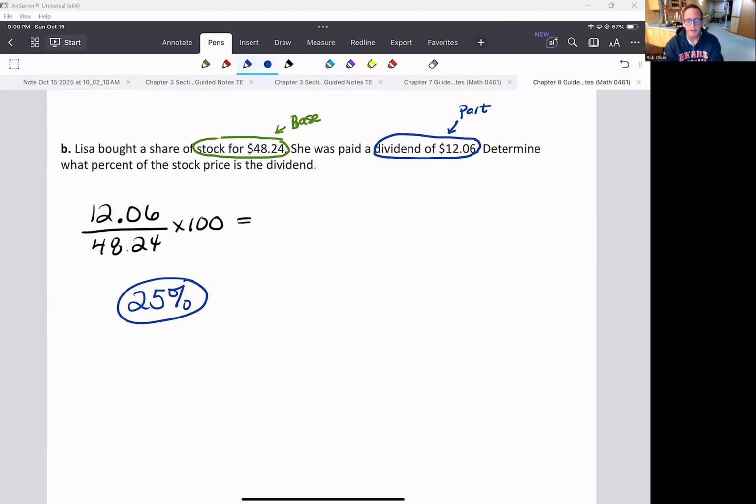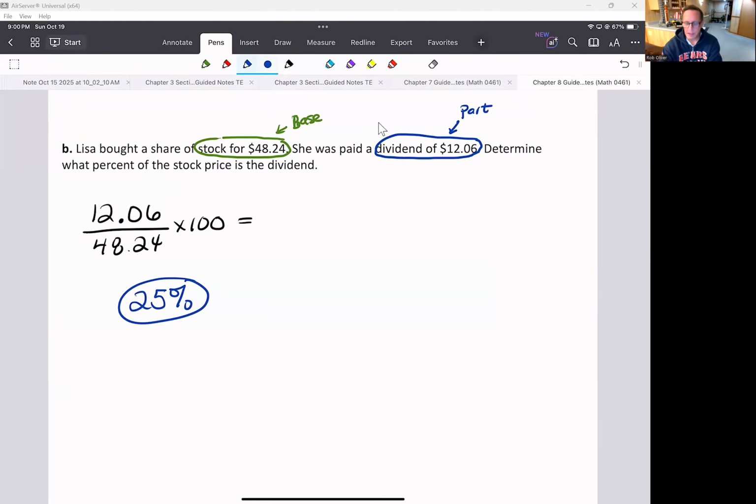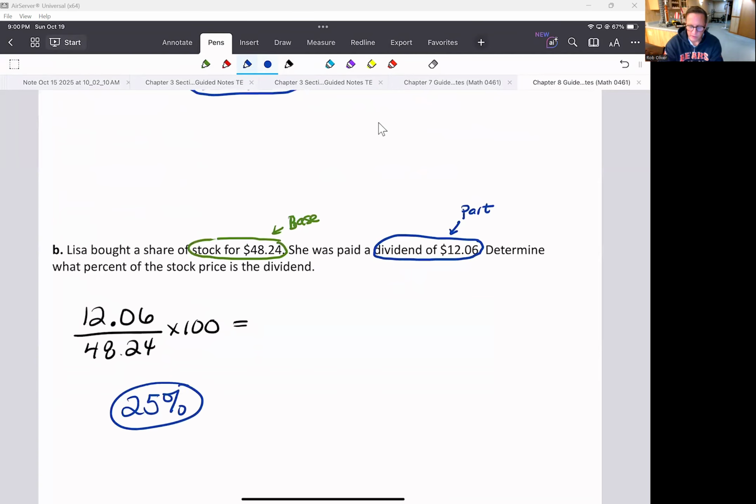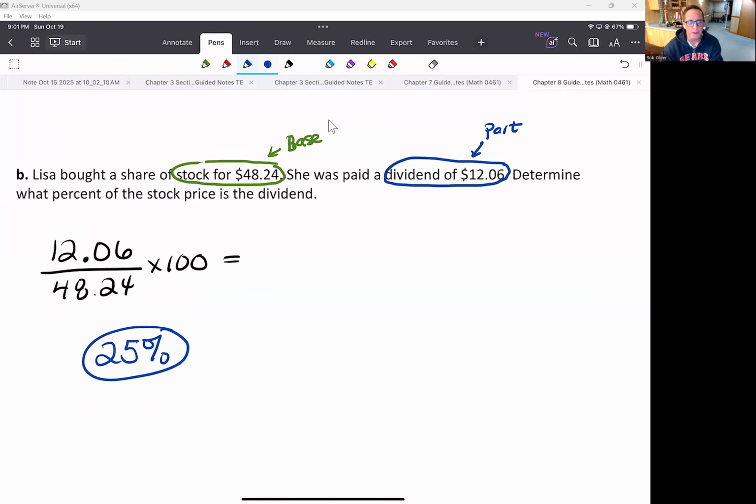All right, which is a pretty big dividend. You usually don't get that big of a dividend if you own stocks. You know, you get like pennies for every stock, barely anything. Sometimes it's more, but rarely it's a lot more.